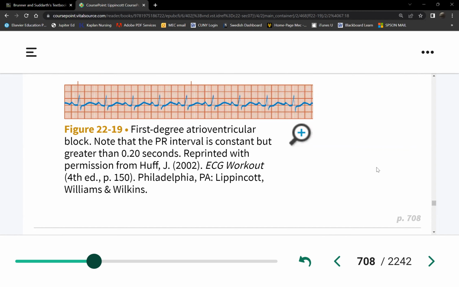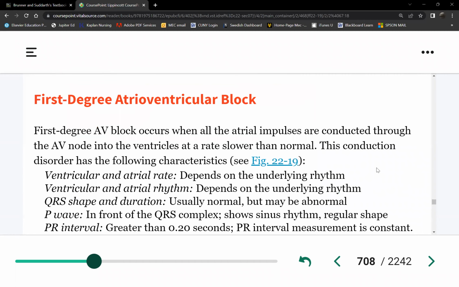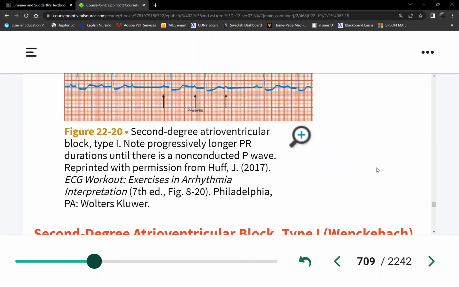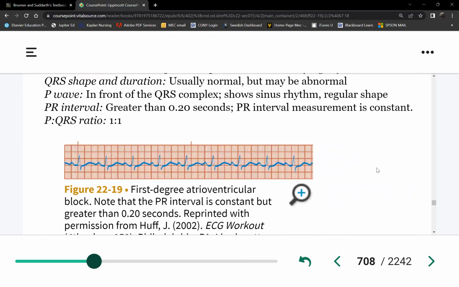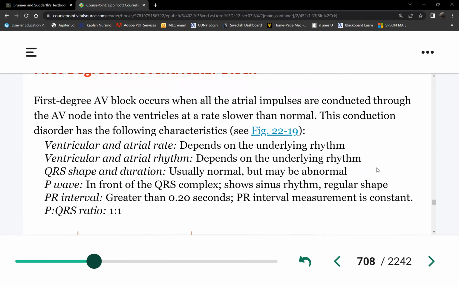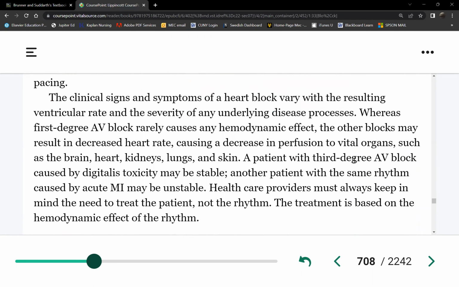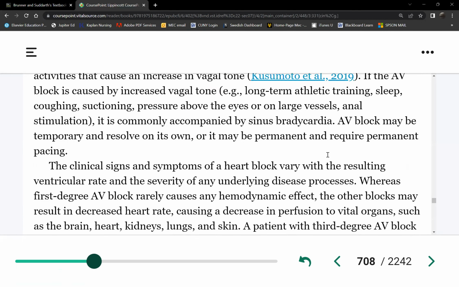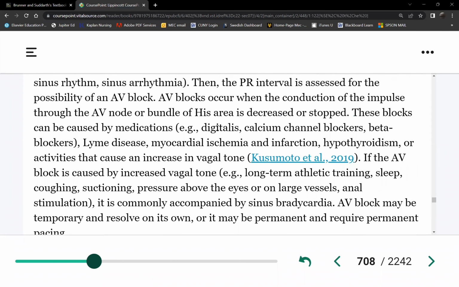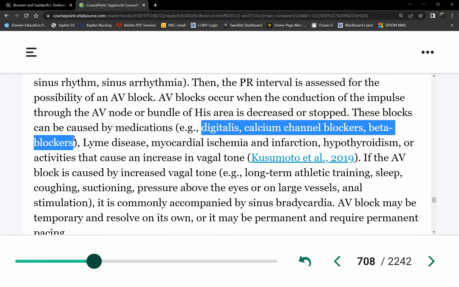So what's causing the block? Could be medication. So let's look at the causes. What's usually the cause of AV blocks? What drugs? Usually calcium channel blockers, beta blockers, or digoxin. Okay, these are the common drugs that will lead to first degree AV block.